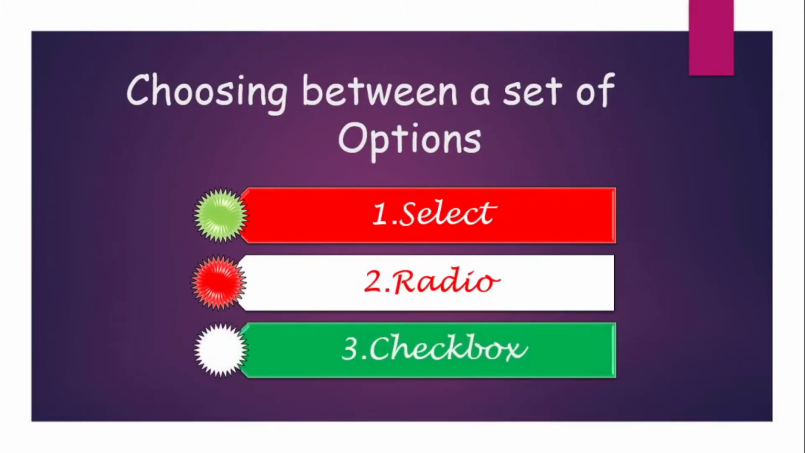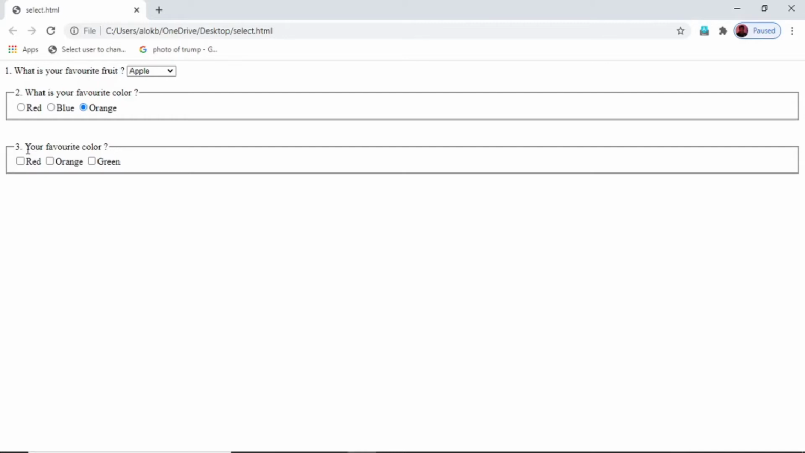Number 3. Checkbox. Your color. Now here you are allowed to choose more than one option from the set. So if you want to choose red, orange and green also, you may select all of them. So these are the three input fields which allow users to choose from a set of options. Now it is up to you which of these fields you want to apply for your page. For example, if you are creating a page where the user is allowed to choose only one of the options, then you may use a radio button in that case.